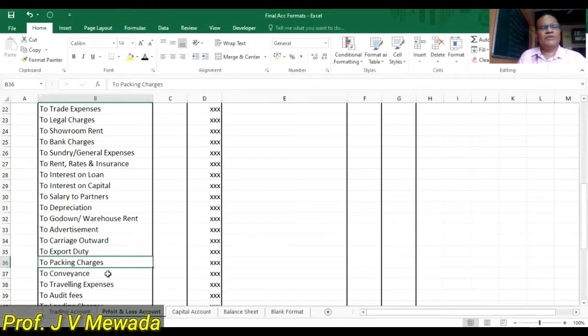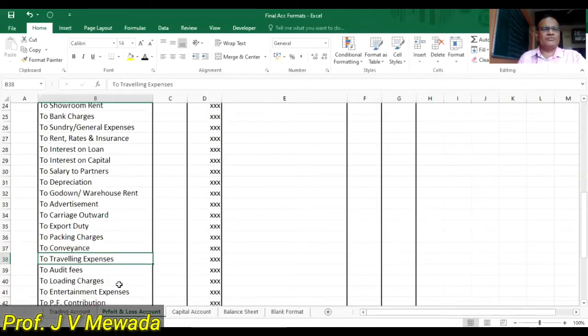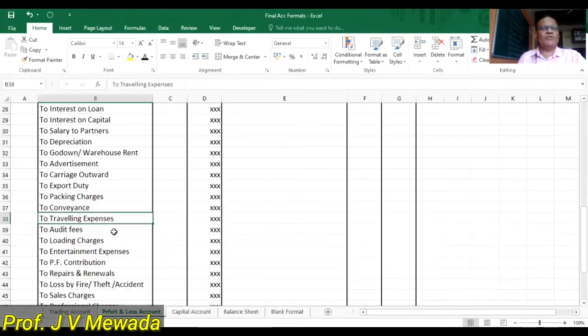Then we have conveyance. Conveyance and traveling expense, both are traveling. But conveyance is for local traveling, just as bus fare, railway fare, auto fare, taxi fare. It is for local traveling, and traveling expense is for outstation. Okay, it is for a long journey, you can say. Then we have audit fees which we are paying to the auditors for getting the books audited.